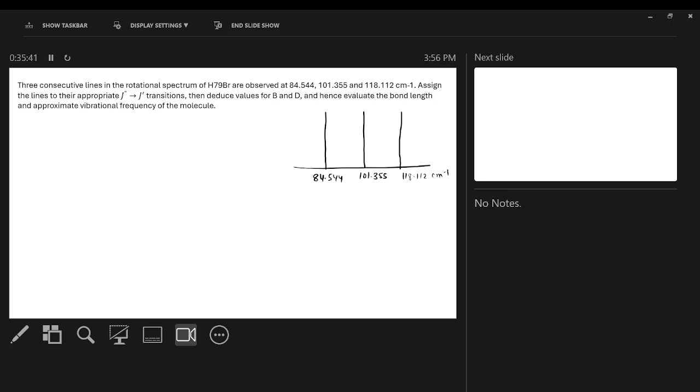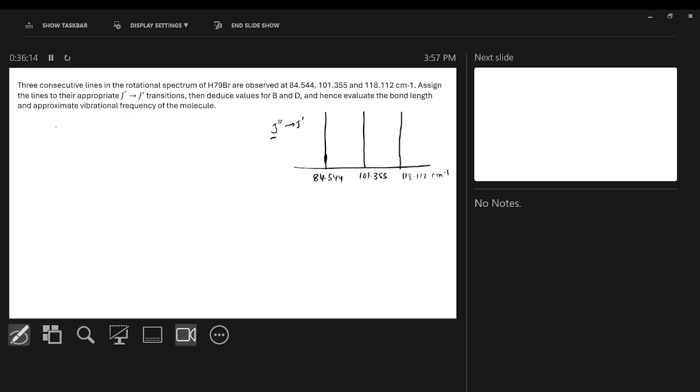Now the question is asking: this line we are getting because of which J prime to J double prime transition. So we have to calculate this J. Once we calculate this J, then we have to calculate the vibrational frequency of the molecule. As we discussed, if we know the B and D, then we can calculate the vibrational frequency of the molecule.